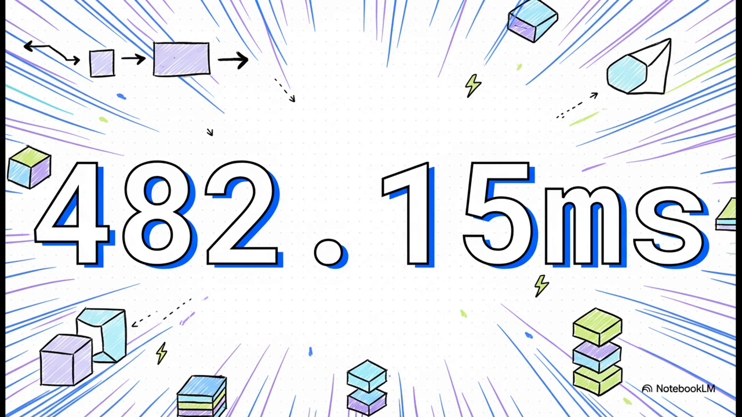So let's look at the results. Here's a pretty typical before picture. An average search time of about 482 milliseconds. Now that might not sound like a lot, but trust me, your users feel that delay. This is our starting point.